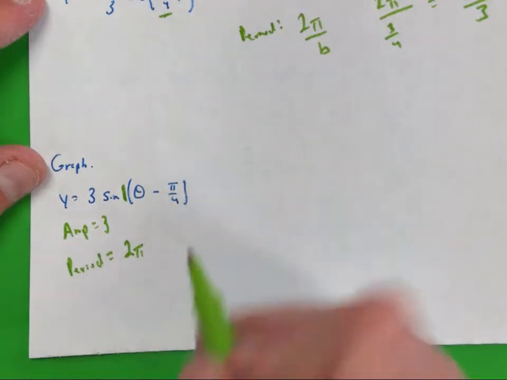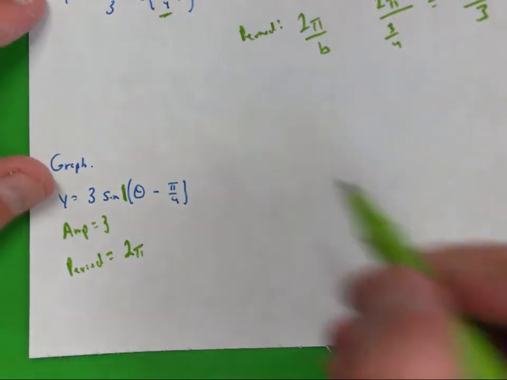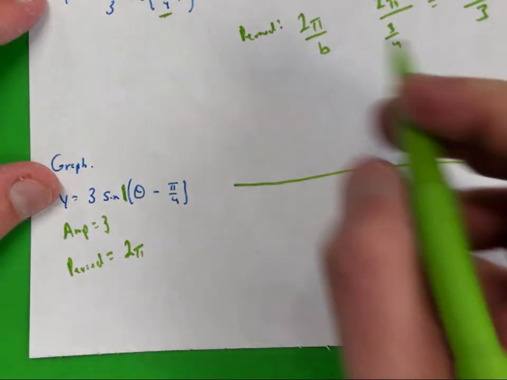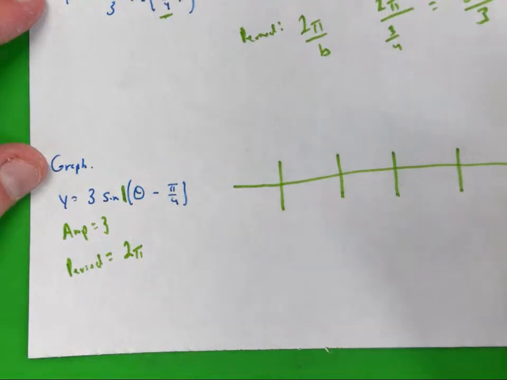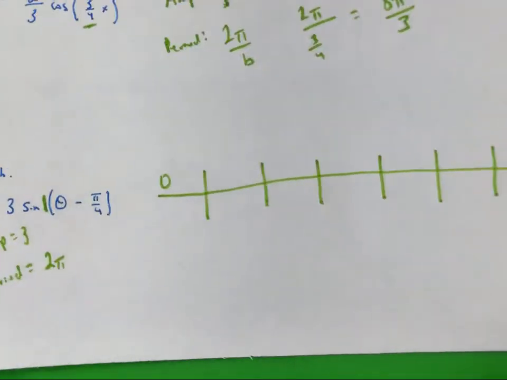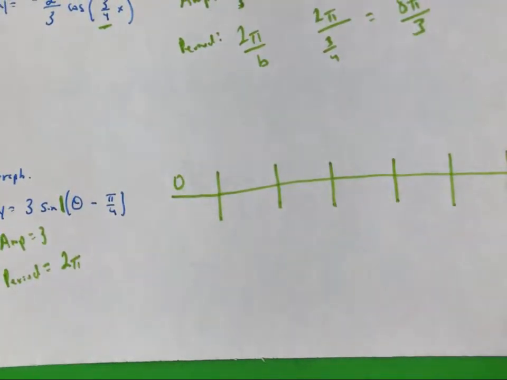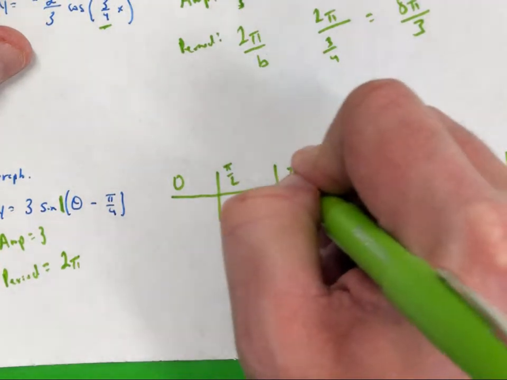Is this a phase shift or vertical shift? Phase shift. That means it's going to move it right or left. I see negative, so it's going to move it opposite, which is what? Right. Very good. We're going to make a chart. We're going to take our period, and remember we divide it by 4. 2 pi divided by 4 is pi over 2.